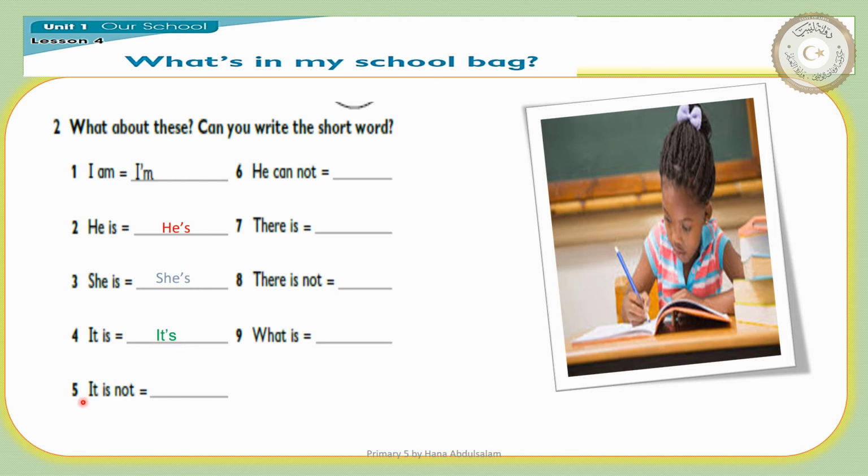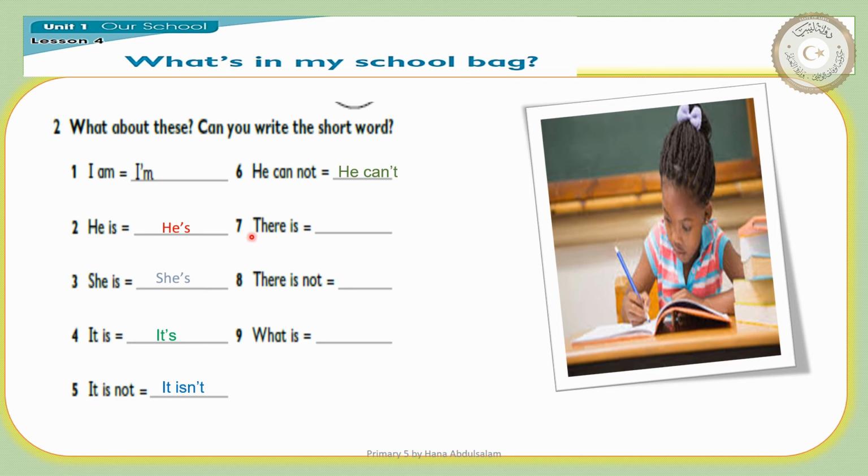Okay, number 5. It is not. What's the short form? Rahaf, can you try? Okay, good girl. It isn't. It is not, it isn't. What about he cannot? He cannot drive a car. So what's the short form? Like this. He can't.